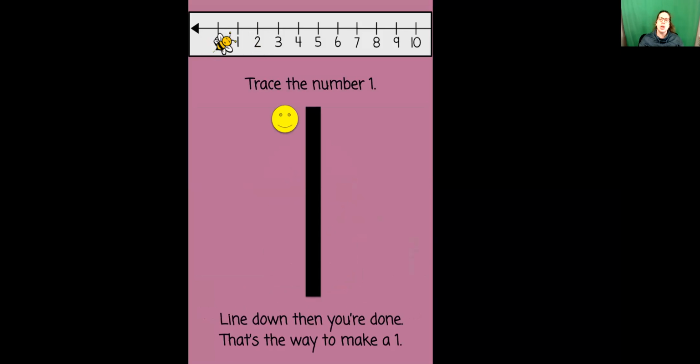Let's start off with the number one today. We're going to trace the number one. We write our letters and numbers. We're going to start at the smiley face up here. So go ahead and point to the top of that number one. I'm going to make some arrows go down the screen, and we're going to trace the number one just like this. Ready? Go ahead and point your finger at the top. Line down, then you're done. That's the way to make a one.